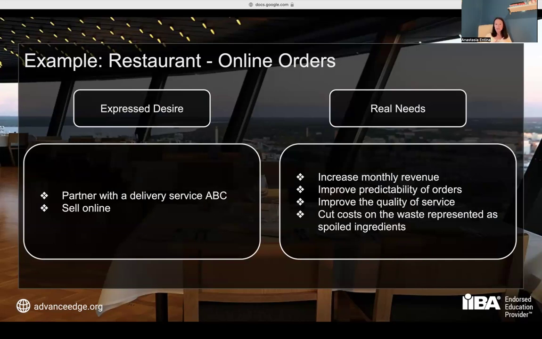Then the second real need is we want to improve predictability of orders and cut costs on the waste represented as spoiled ingredients. In our restaurant, we do not really know what exactly people are going to order today. We buy ingredients for everything that we have presented in our menu, but then every evening, customers tend to order more of one dish compared to the other, and that is why we have lots of spoiled ingredients, lots of spoiled food, and we throw that away, and that is a big waste for us, and that is where we lose in our revenue instead of going up, right?